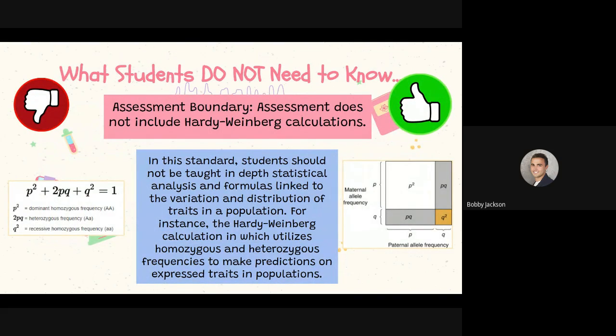So what do students not need to know? Again, let's look at that assessment boundary in the standard. The assessment does not include Hardy-Weinberg calculations. So students should not be taught in-depth statistical analysis and formulas linked to the variation and distribution of traits in a population. For instance, the Hardy-Weinberg calculation, in which students will utilize homozygous and heterozygous frequencies to make predictions on expressed traits in populations.